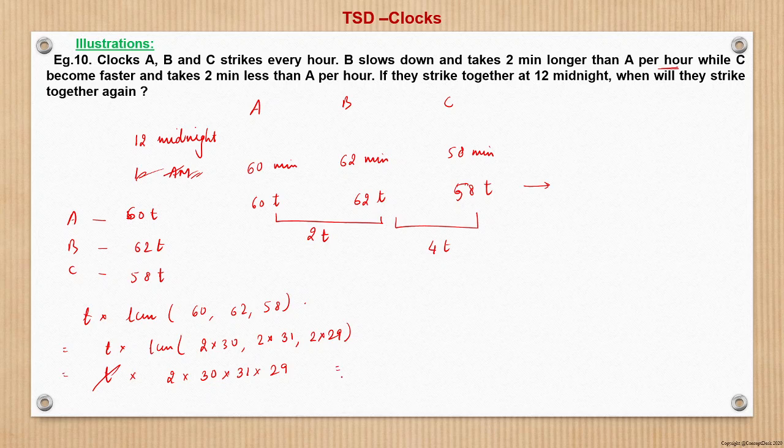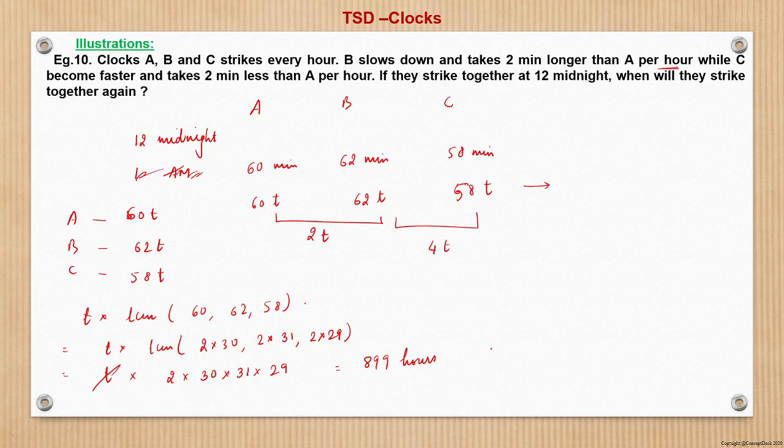So what will be the value here? 30 into 31 into 29 into 2. That is nothing but, I think, 899 hours. So this will be 899 hours.